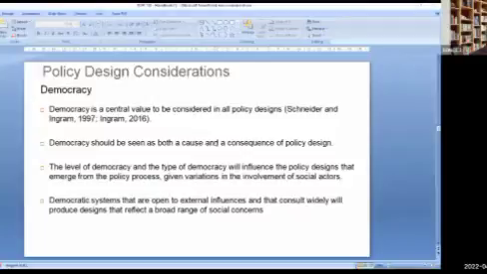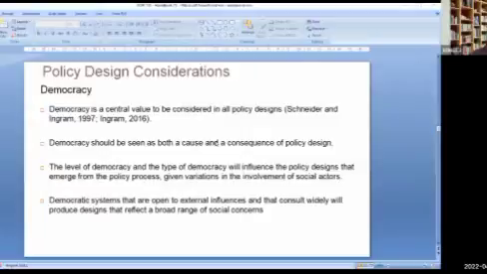Part of the considerations in designing policy also is that usually, when I'm talking about governance, it is done in a democratic context. And so democracy is a central value to be considered in all policy designs. This is a position put forward by Schneider and Ingram. Democracy should be seen as both a cause and a consequence of policy design. The level of democracy and the type of democracy will influence the policy designs that emerge from the policy process, given variations in the involvement of social actors.